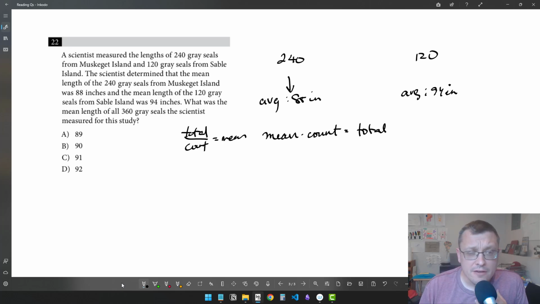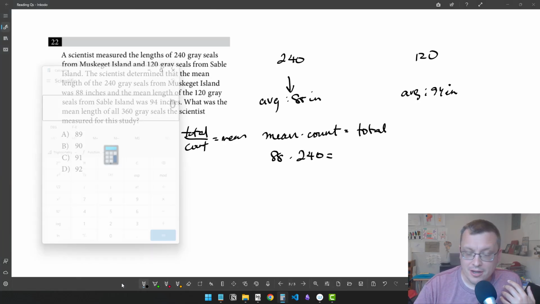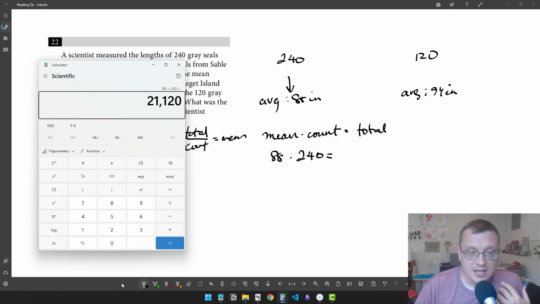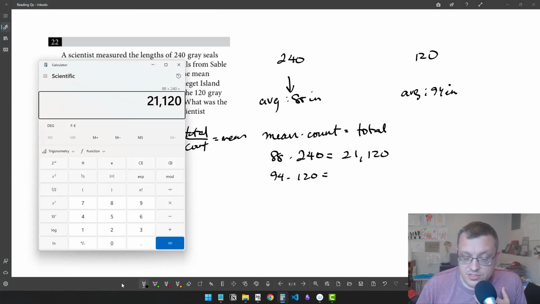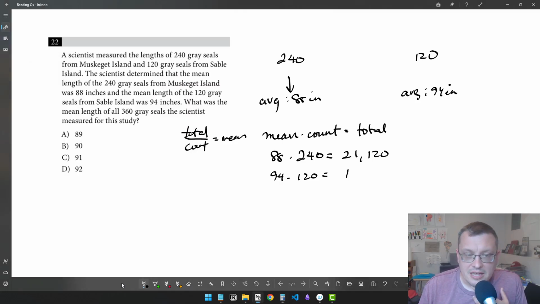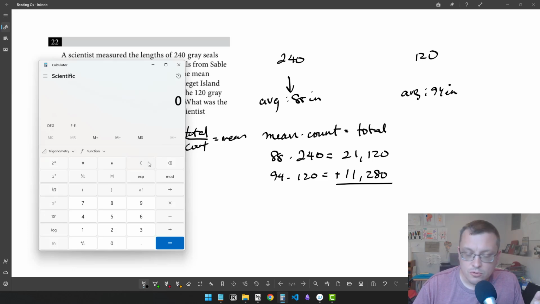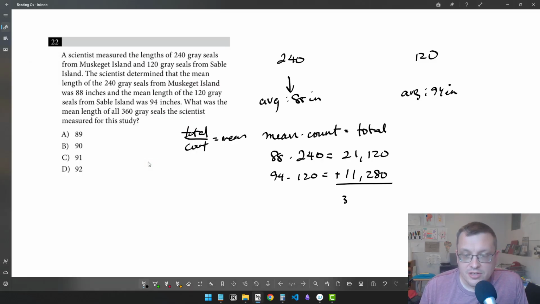So for the first group, the average was 88, and the count is the number of seals in the group, which is 240. If I find that product, I get 21,120. For the other group, it's 94 inches, and there are 120 of those seals, so 94 times 120 gives us 11,280. Let's add these totals together, because when I combine these groups, I'm also combining their total number of inches to get an overall total. So 21,120 plus 11,280 gets me 32,400.